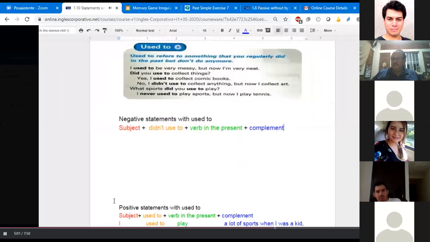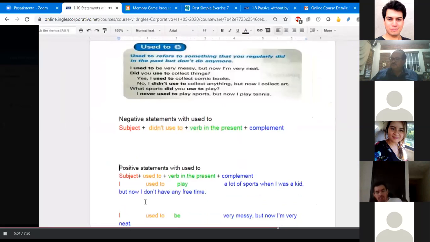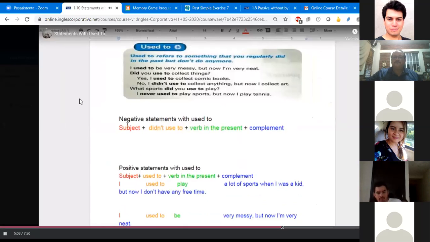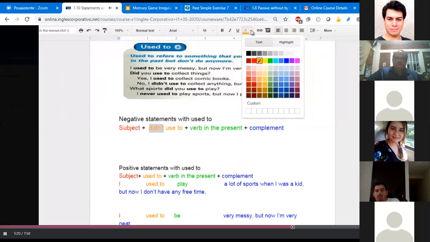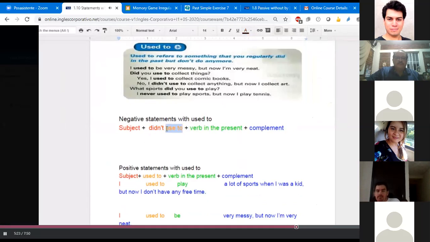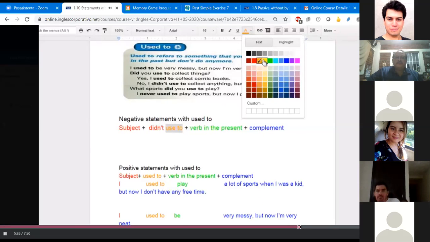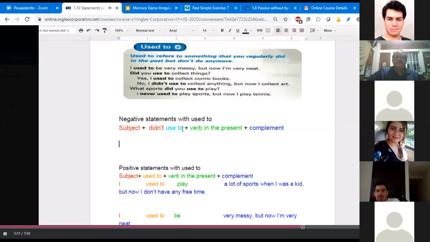Now let me present the negative structure. Let me present how we're going to make negative statements. So previously we learned that we can make positive statements with used to. Now we're going to talk about negative statements. The only thing that's going to change to our previous structure is that we're going to include didn't. All right, so that's what I want you to notice. And also I want you to notice that used to will no longer be in the past. Now it's going to be in the present, and that's because of this auxiliary verb that you see here. So we're going to have the subject plus didn't, and then used to will be in the present. It's not going to be in the past like we saw in our positive statement. And the rest will pretty much stay the same. So the subject plus didn't used to plus the verb in the present, and then whatever complement exists.